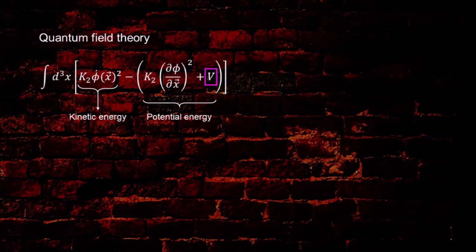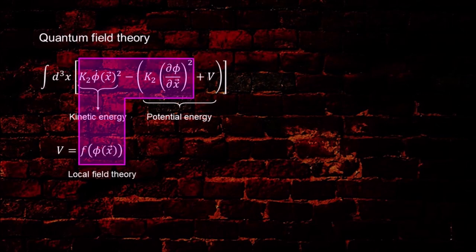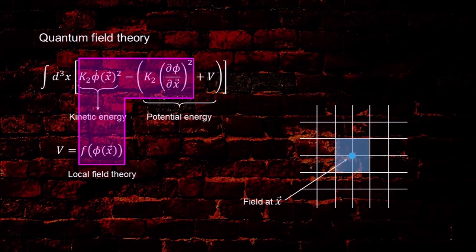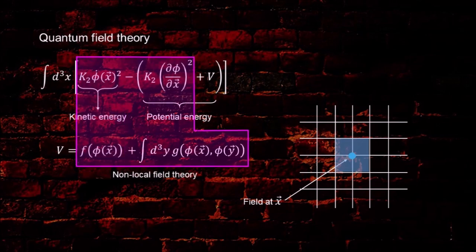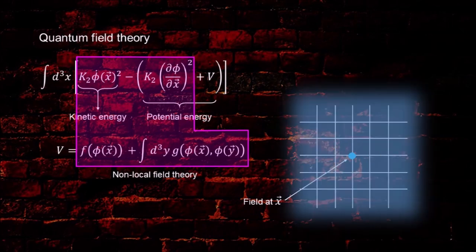We have two kinds of terms that could make up V. One, we could write down some function of phi. If this was the only term we add, we would have a local field theory, meaning the field at x is influenced only by an infinitesimal volume around x. But we could also add a term like this, which would turn this into a non-local field theory, meaning the field at x is influenced by a finite volume surrounding x.